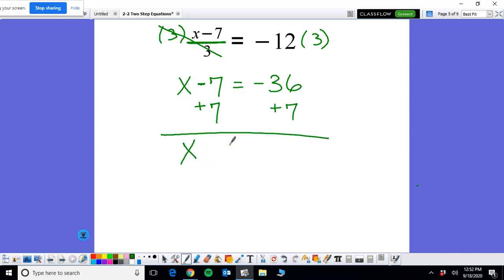The equals will drop. And now the way we read this is very important. It is negative 36 plus 7. So our answer to that would be negative 29.